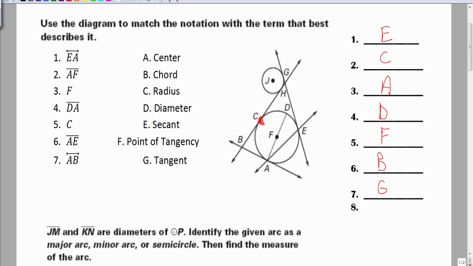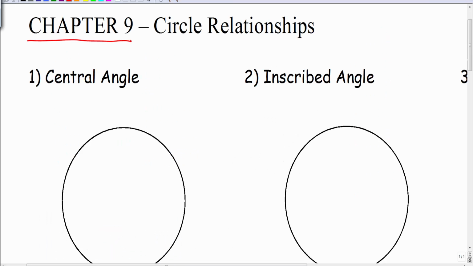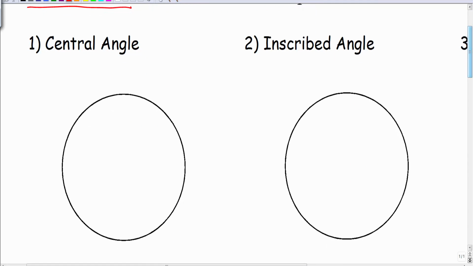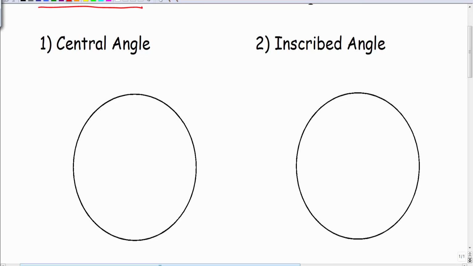All right, good enough. Now go to your notes, and I'm just going to switch right to it. Okay, the next concepts on our worksheet. First of all, remember what a central angle is. A central angle has a vertex at the center, and its endpoints hit the circle itself.